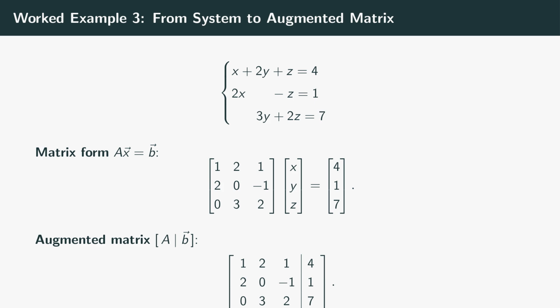Finally, drop the variable names and form the augmented matrix, the same coefficient grid with the constants, 4, 1, 7 attached as a fourth column past the vertical bar. That tidy array of numbers is everything the system contains, ready to be solved by elimination.